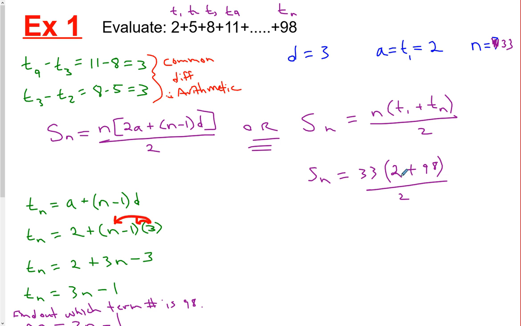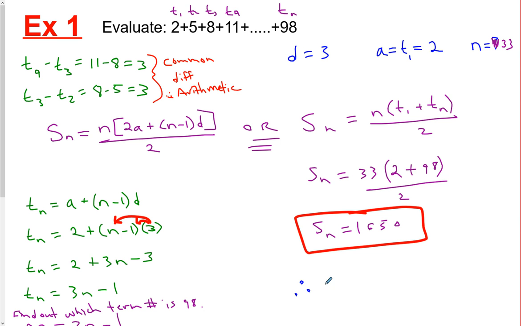And if we work all that out, brackets first, 2 plus 98 is 100. 33 times 100 is 3,300. Divided by 2 is 1,650. And we can say a nice therefore statement. Therefore, the sum is 1,650.